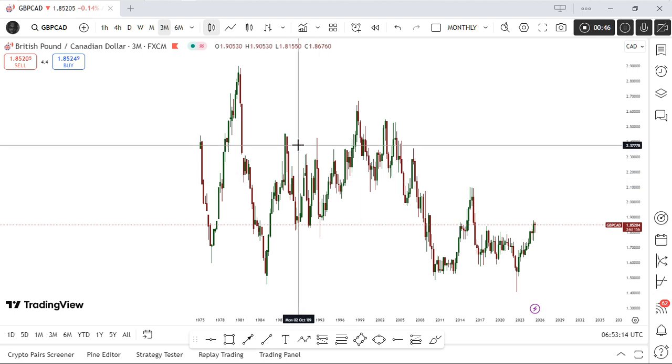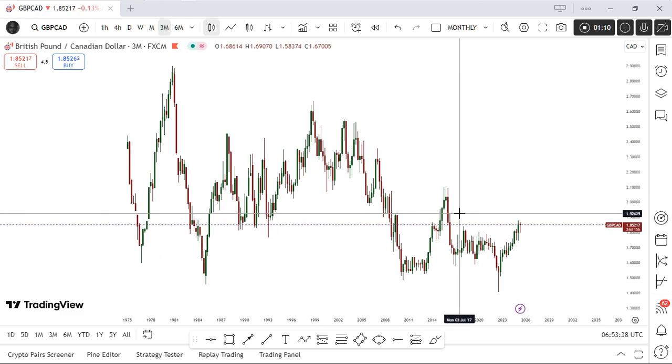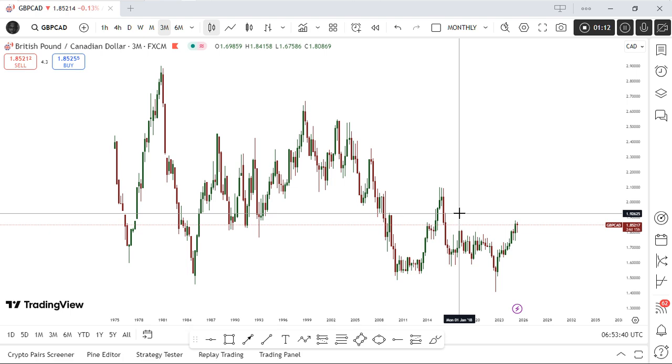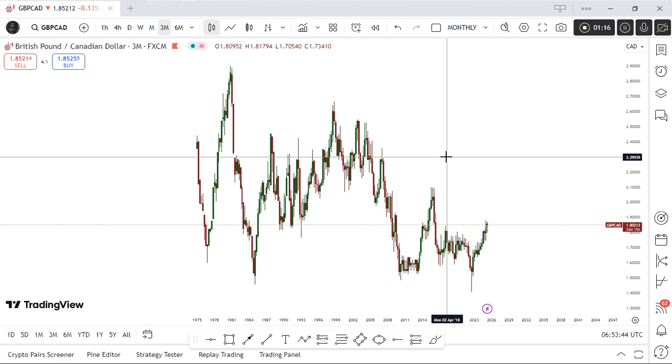So I have before me GBP/CAD, British pound and Canadian dollar. I'll start at the highest time frame, not the highest, obviously, but I'll start on a high time frame, a 3 months time frame, as you can all see on the left side of the screen here. So as I said, I'll start by interpreting what price is saying to us.